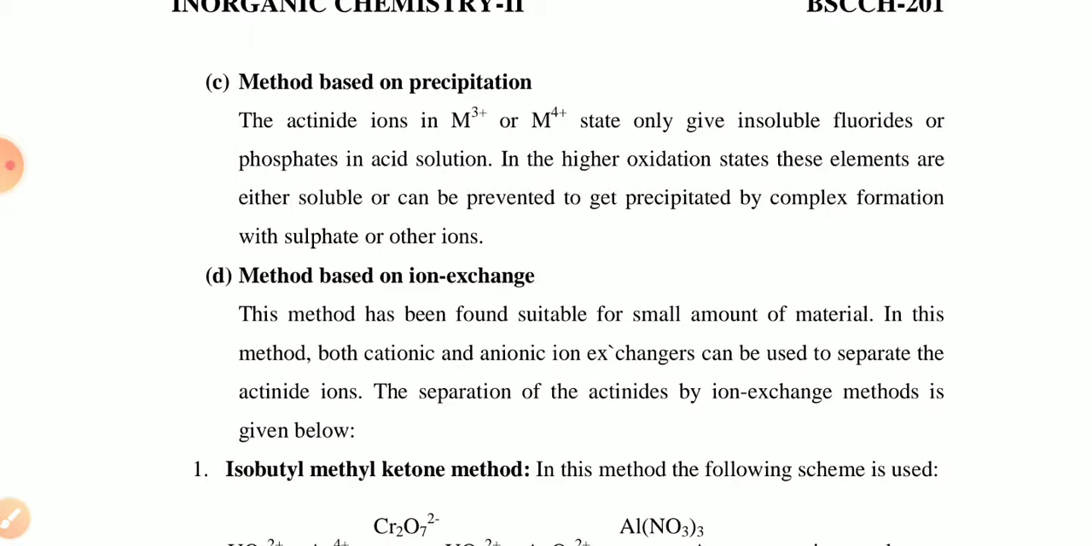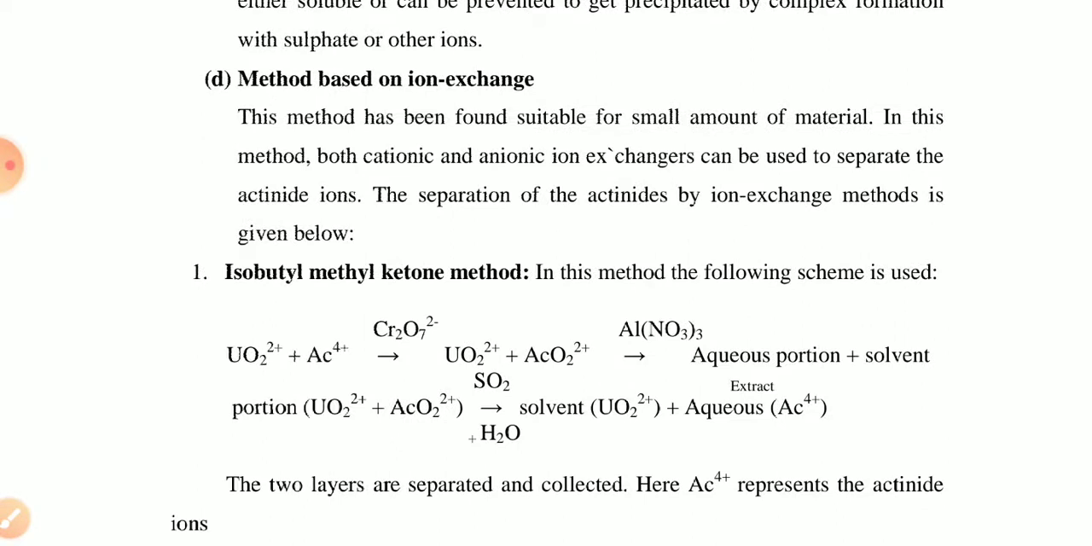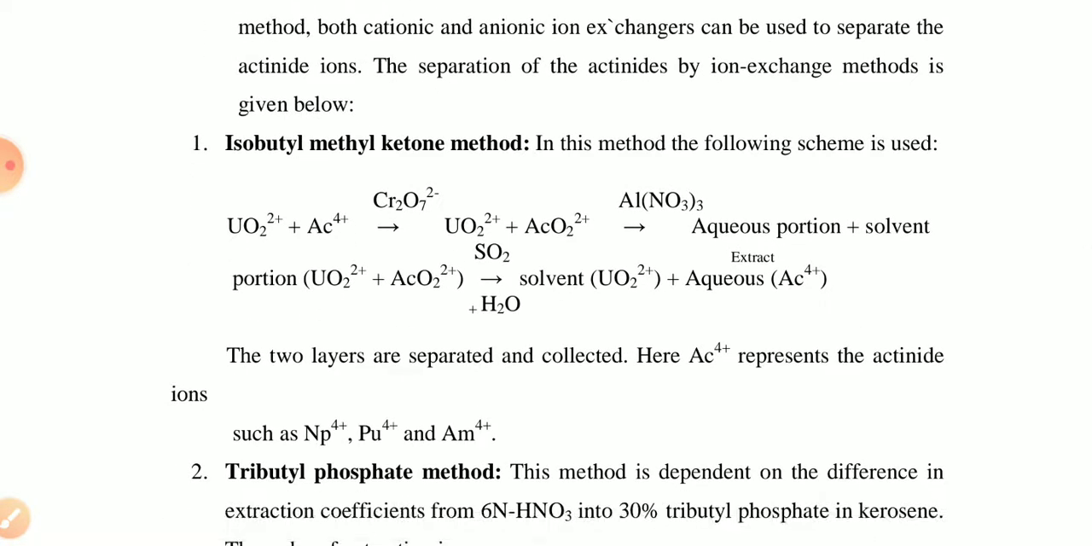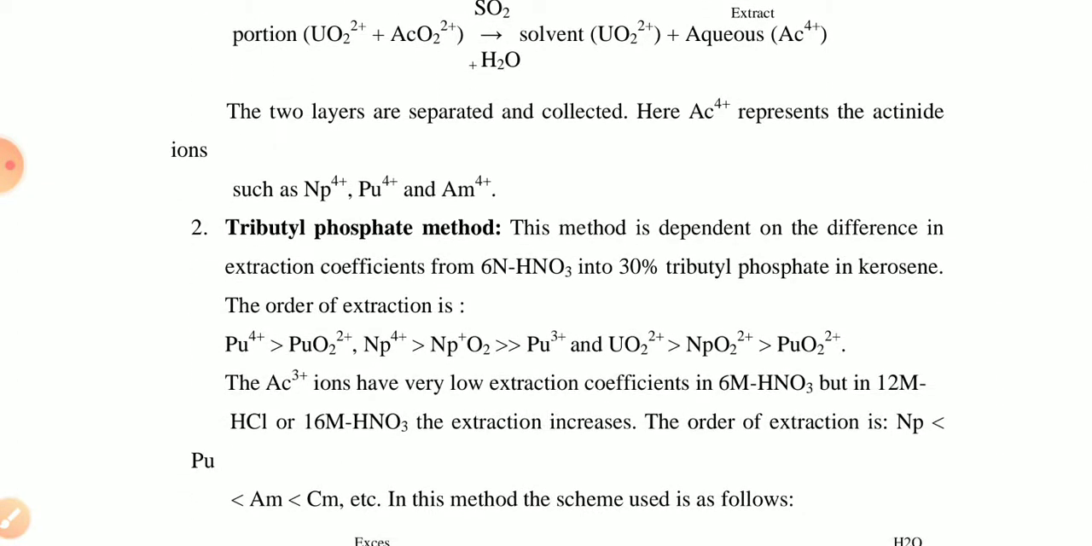The next method is based on the ion exchange method. This method has been found suitable for small amounts of the material. In this method, both cation and anion exchange can be used to separate the actinide ions. First in this process is the isobutyl methyl ketone method. This is the reaction for the following separation. And next is the tributyl phosphate method.